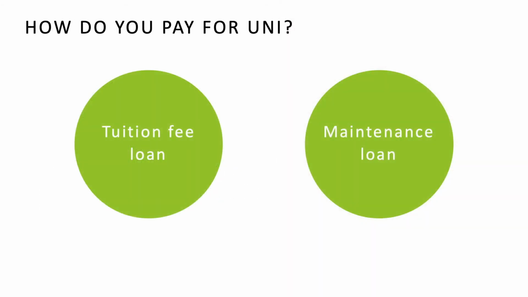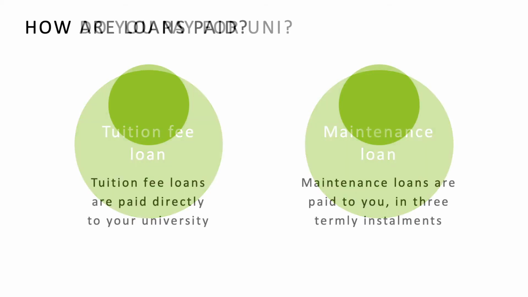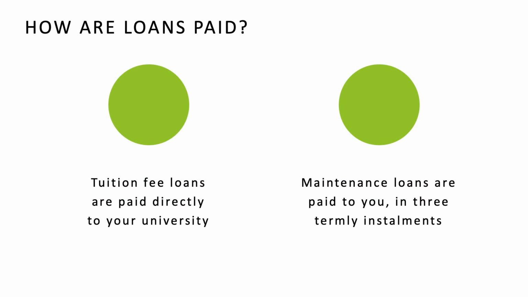You can apply for a tuition fee loan and maintenance loan. The tuition fees for UK home students are currently £9,250 per annum for degree courses and are paid directly to the university on your behalf. Maintenance loans are available to full-time UK students and are paid directly into your bank account on a termly basis.